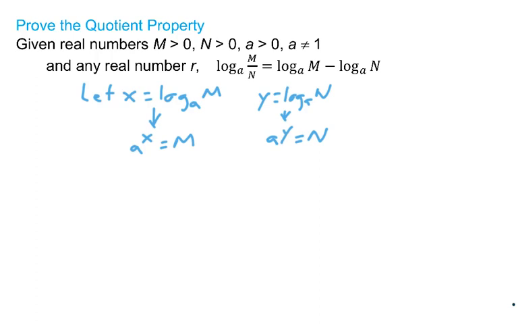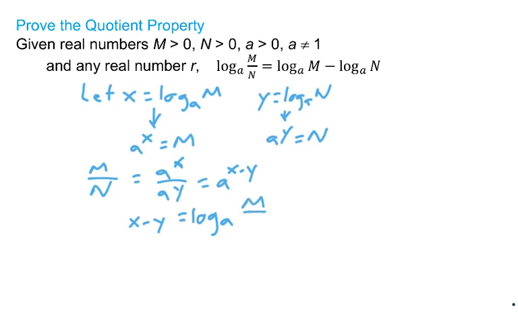Then if you look at m divided by n, which would be a to the x divided by a to the y, we remember that when you divide two exponential expressions with the same base, you subtract the exponents. So divisions translate over to subtractions. And then if you take that and translate it back to logarithmic form, this would be x minus y equals logarithm base a of m over n.